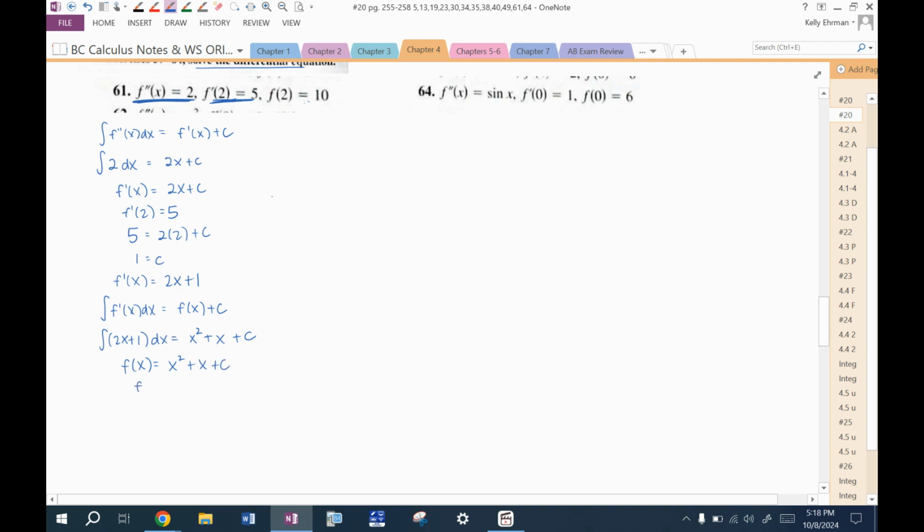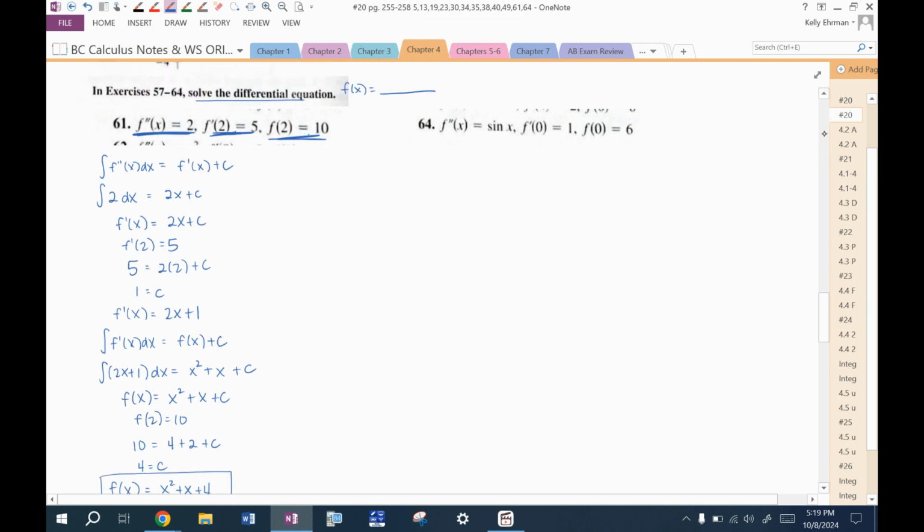And we were given in this problem that f of 2 is equal to 10. All right, so if I plug 2 in, if I set this equal to 10 and plug 2 in, I get 10 equals 4 plus 2 plus c. So this is 6. 10 minus 6 is 4 as a value of c. And finally, we get to f of x is equal to x squared plus x plus 4. That is the solution to this differential equation.